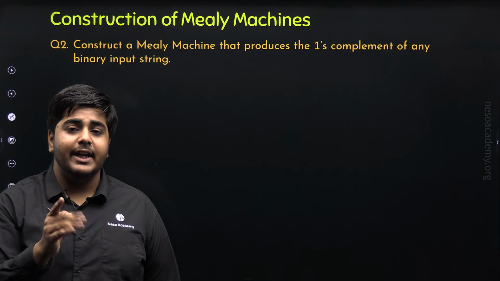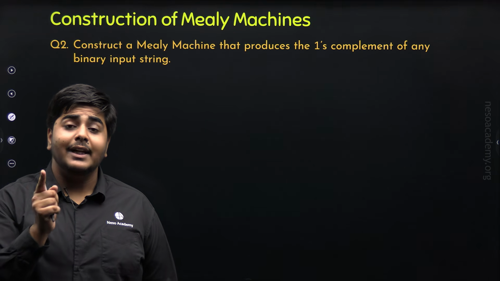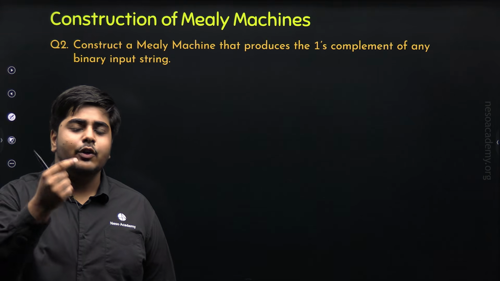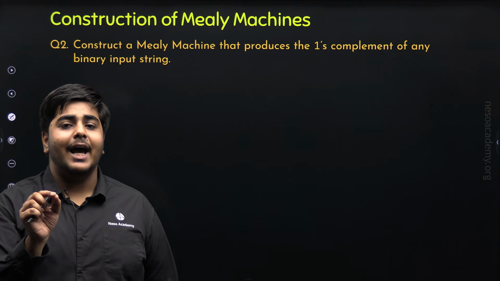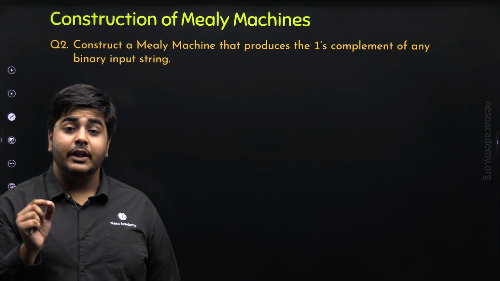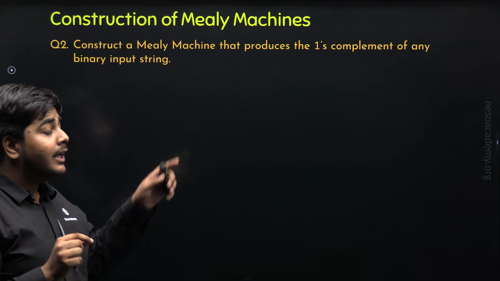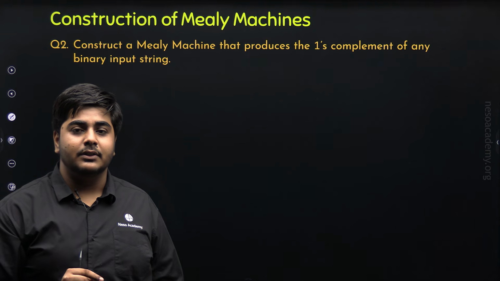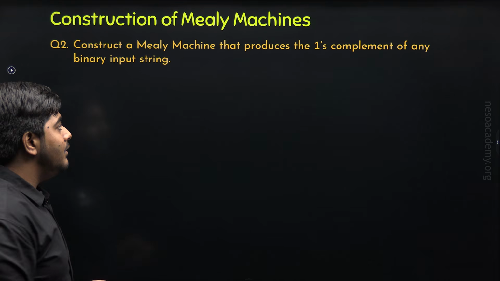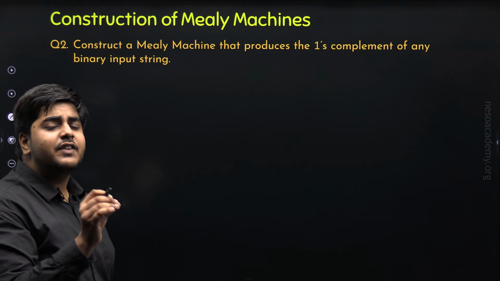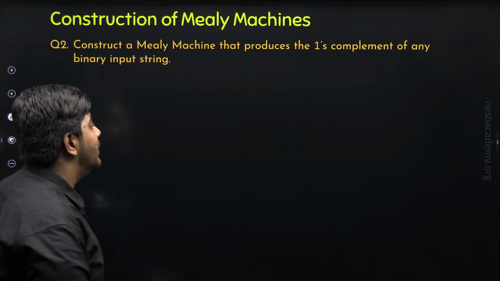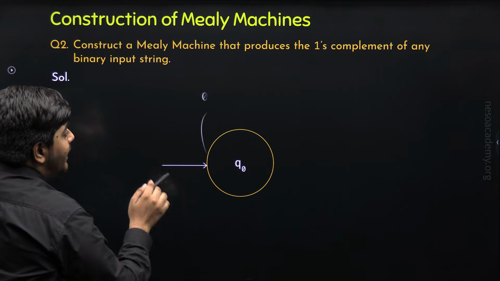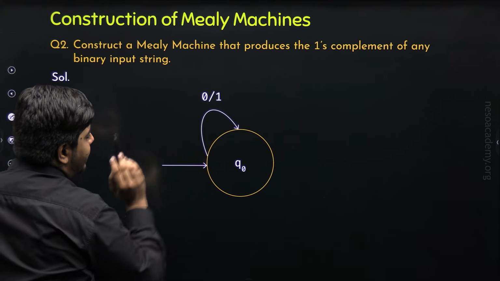So if the input string is 1010, then the output string will be 0101. 1 becomes 0 and 0 becomes 1. That is called the ones complement. Now we need to construct the Mealy machine that will give the ones complement of any input binary string. Let's start constructing the Mealy machine. And trust me, it is one of the easiest problems that you will get. So we have the initial state, that is Q0. On getting the input symbol 0, the output symbol is 1.